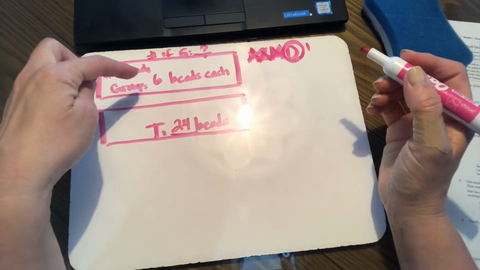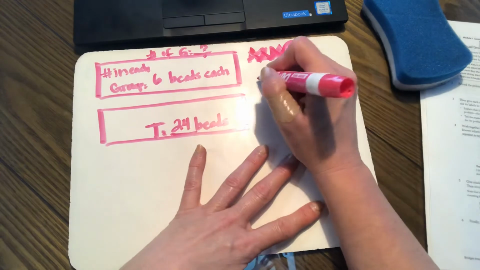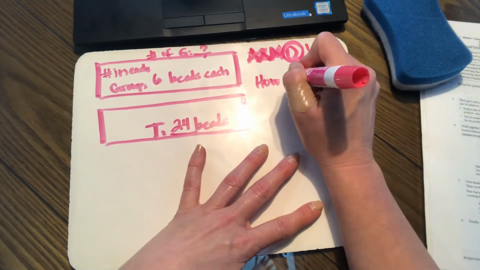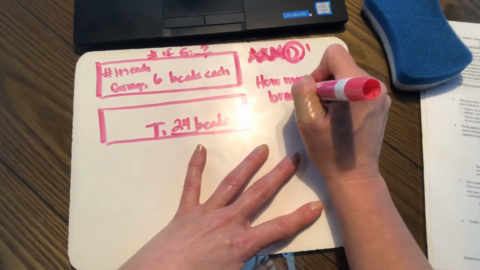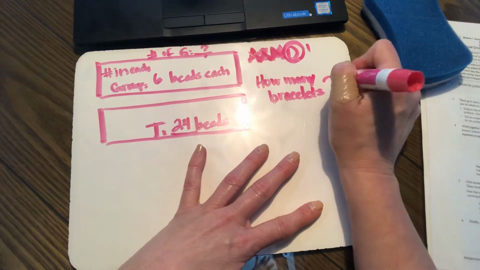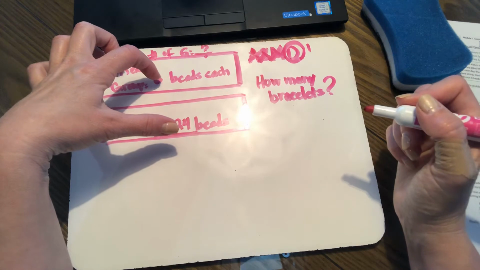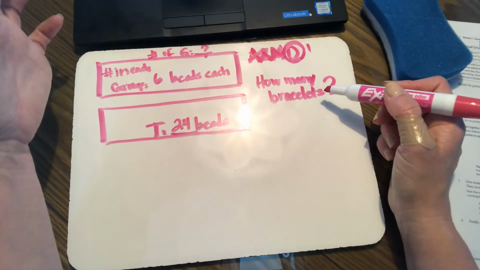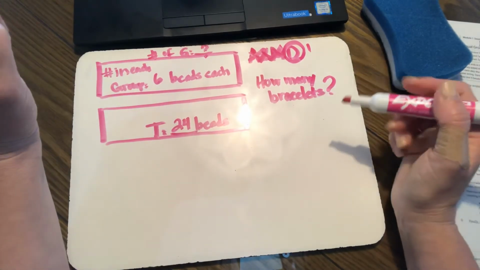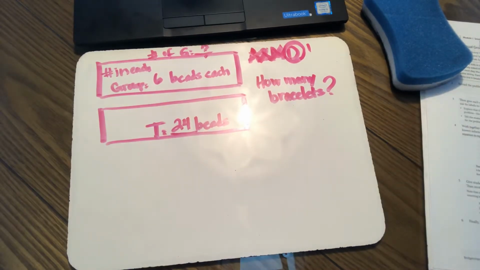Automatically divides. So I've got 24 beads in all. There are 6 beads on each bracelet, and I want to know how many what? Bracelets. So the labels in the story are identical, and I would be adding or subtracting if the question was asking about beads. But because it's asking about bracelets, it's an automatic divide. And that is one way that will help you know where to put your information on your organizer.